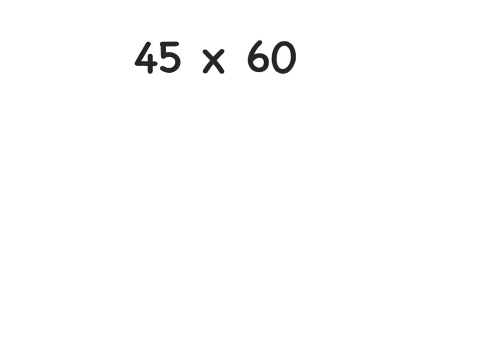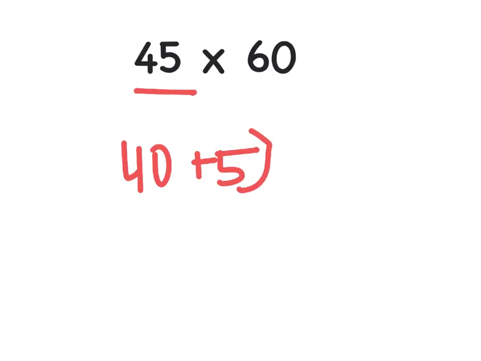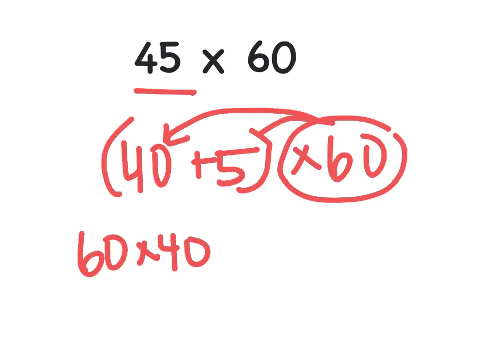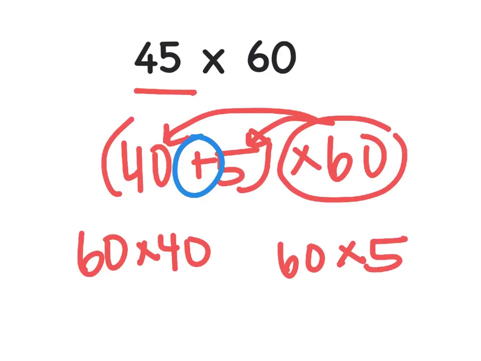I usually try and break up the harder number. So since 60 has a 0 at the end, that's not too tricky. So I'm going to break up this 45 into 40 plus 5. So 40 plus 5 times 60. So that means I need to pass out my 60 to the 40, 60 times 40, and to the 5, 60 times 5. And since here I have an addition sign, I'm adding these two things up.